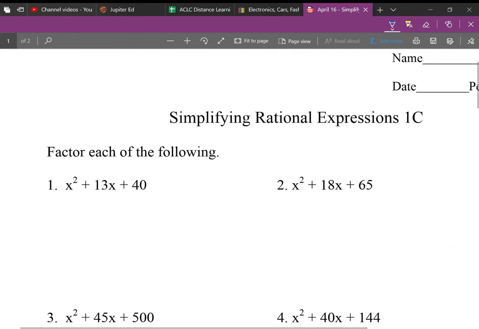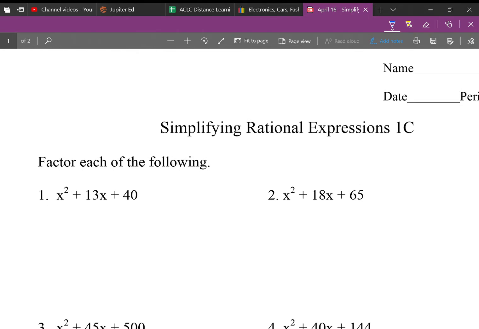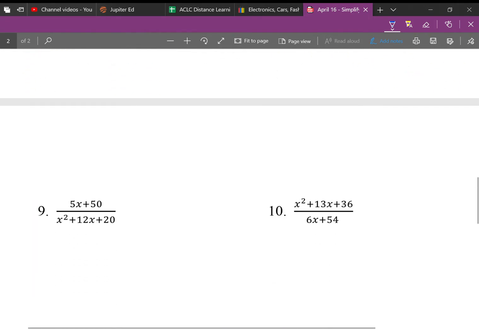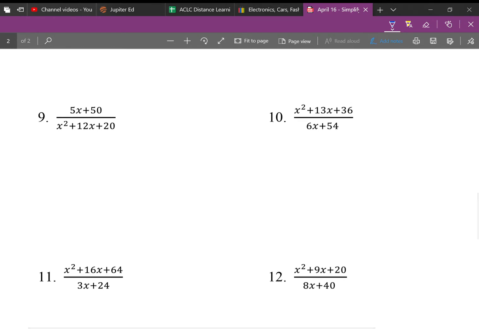Hey all, we are still on simplifying rational expressions 1c, and I wanted to go down to the second page and look at 9 through 12. So for 9 through 12 we see we have a binomial and a trinomial, and both are not factored, but we know how to factor both of these separately, so we're going to do that to start. I'm going to go ahead and do number 9.